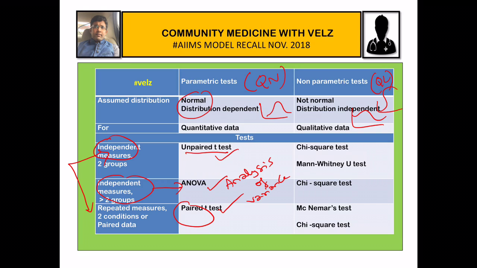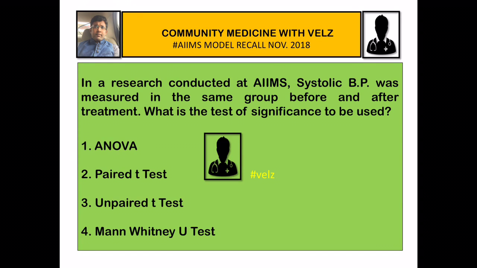So for qualitative data, we have the chi-square test. And if there is some order, we can use the Mann-Whitney test, or if they are paired, we can use the McNemar test. So next, a similar question.